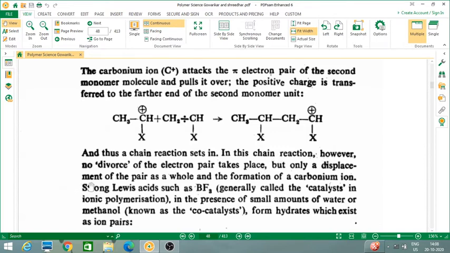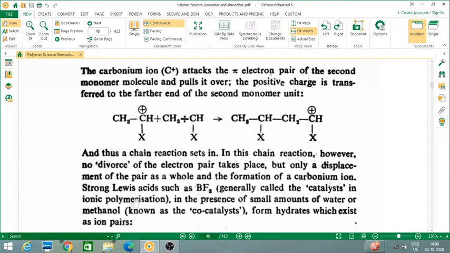In this chain reaction, however, no divorce of the electron pair takes place, but only a displacement of the pair as a whole and the formation of a carbonium ion. So in the earlier case there was a divorce, one going here, one going here, but in this case the entire pair is getting displaced, and there is a formation of a carbonium ion. So CH3 CHX getting attached to this CH2. So instead of here, this entire pair is going here. Okay, that is the displacement, and the carbonium ion. Carbonium. Okay, carbonium. It is positive.